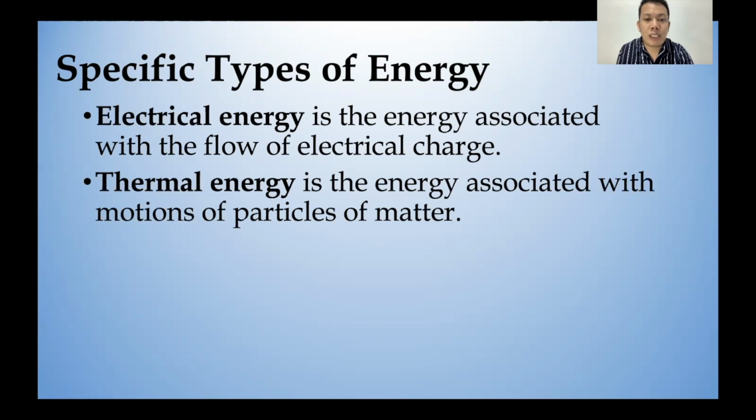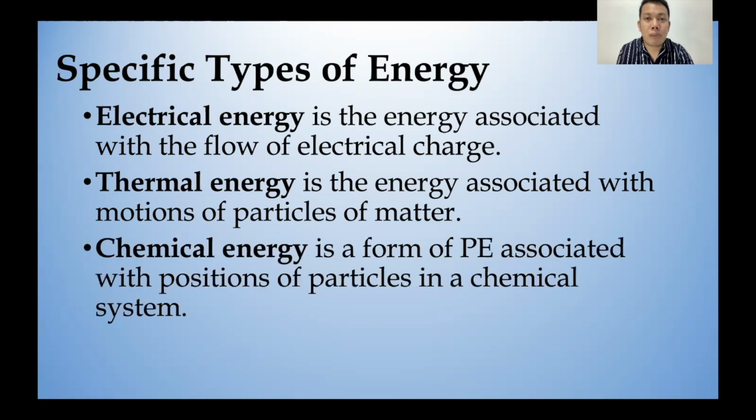And thermal energy is the energy associated with motions of particles of matter. And chemical energy is a form of potential energy associated with positions of particles in a chemical system. So the energy found in our food is considered as chemical energy.